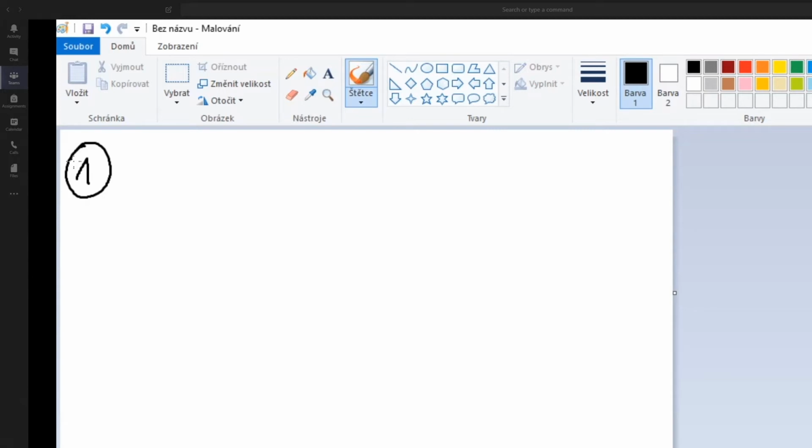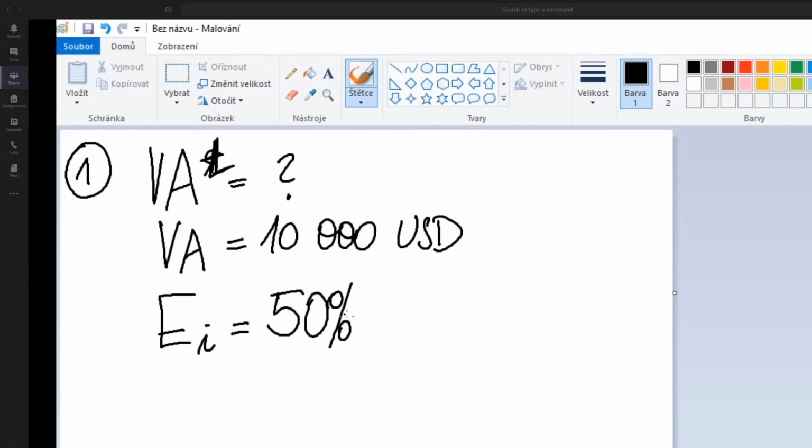If the value added, this is T, was 10,000 US dollars, and effective tariff protection rate was 50%. So have a look at the numbers and tell me please the result. Isn't it 15,000? Not 15. Yeah, sorry. Okay, you are right.